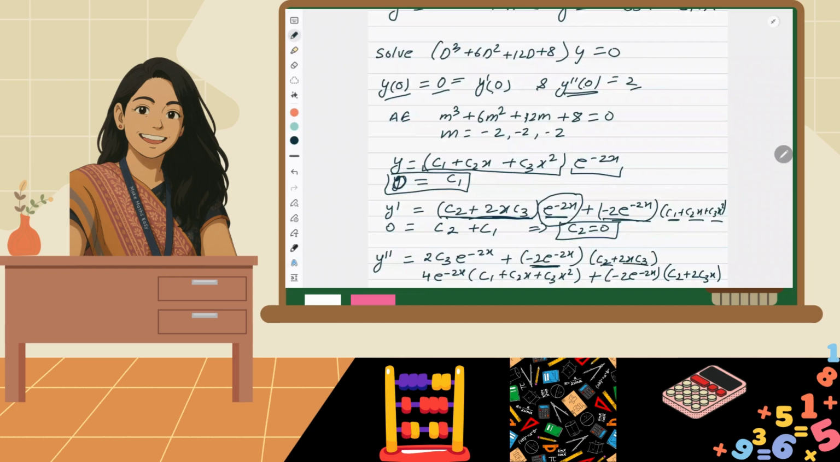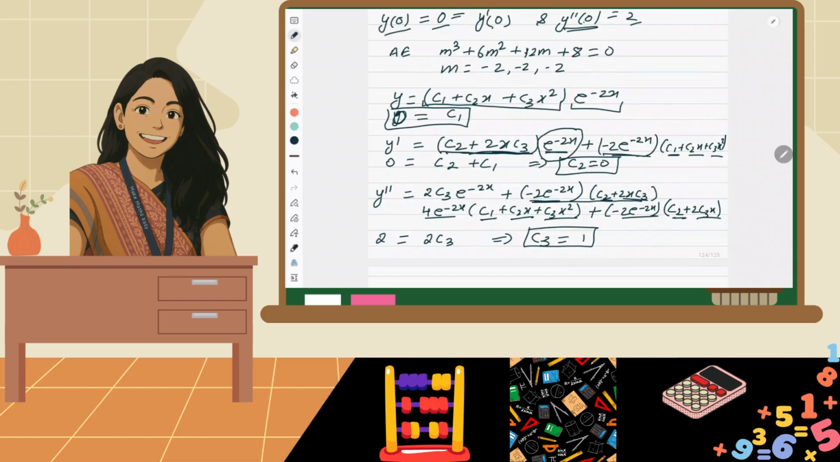And because of x, this term will become 0. So this whole term becomes 0. Now this is 1, this is 0, this is 0. Because of x, this is also 0. Here this is 1, this is 0. Because of x, this is also 0. So 2 is equal to 2C3, which implies C3 is equal to 1.